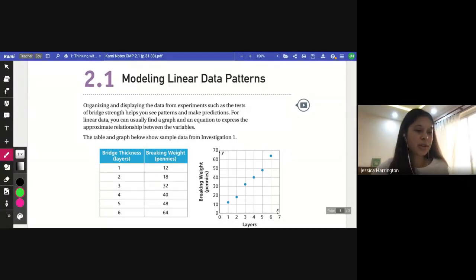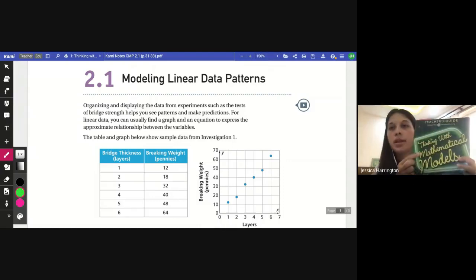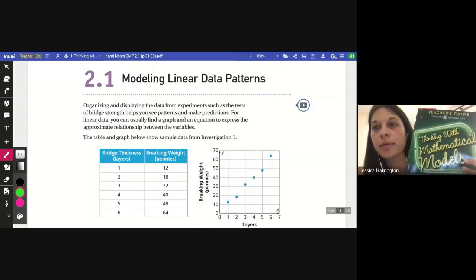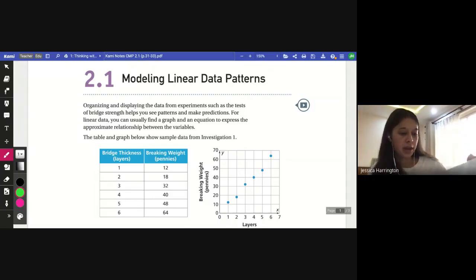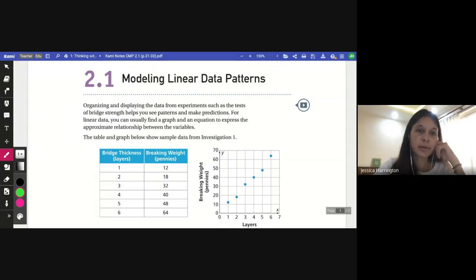So we're back starting a new investigation in our Thinking with Mathematical Models book. If you have this, I'm going to be looking at the problem on page 31 if you want to follow along there, but you can also see it on your screen here. I'm going to mark it up on this so you guys can see the graph a little better.